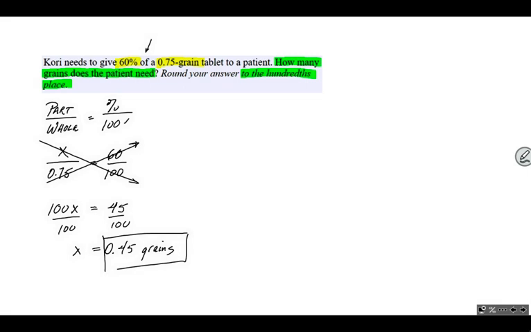are going to get 0.45 grains of medication, and I hope this is helpful.